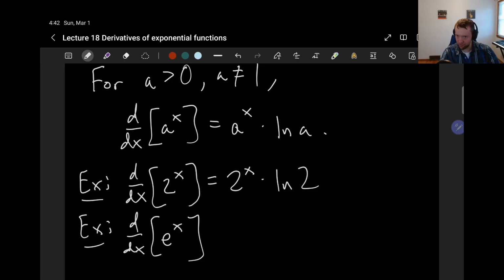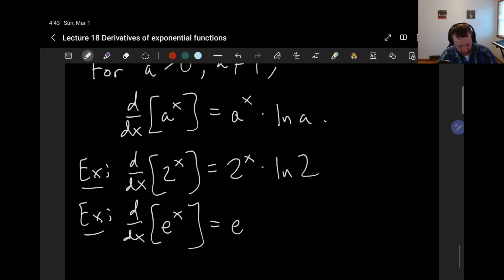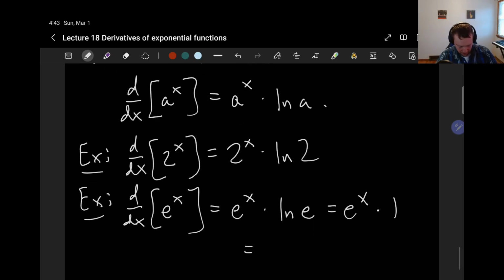So let's try the derivative of e to the x using this formula. We get e to the x times ln of e. But ln of e is 1. Because remember, ln, natural log, is really log base e. So log base e of e, that cancels to 1. So we get our old formula like we should.